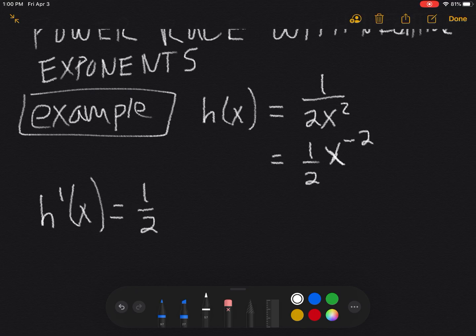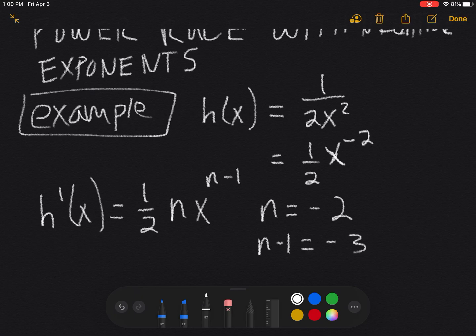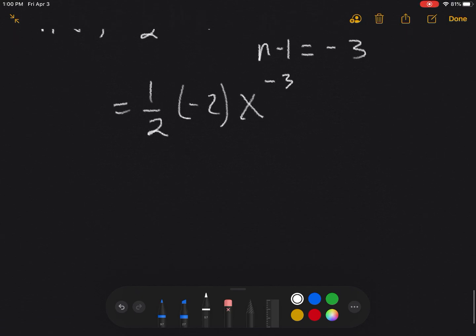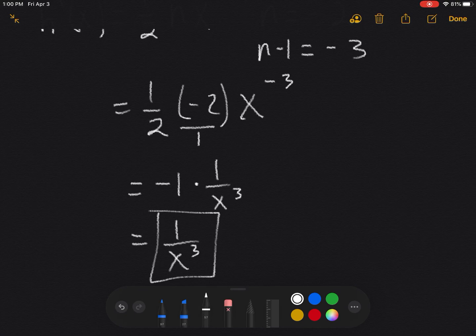And I know that's going to be 1/2 times n x to the n minus 1, where my n is equal to -2. So then n minus 1 would be equal to -3. And my derivative will be 1/2 times -2 x to the -3rd power. And I just have to simplify here. 1/2 times -2 over 1 just gives me -1. And x to the -3 becomes 1 over x cubed. So then my derivative here would be 1 over x cubed. Final answer. A nice thing about this video is if that was a little bit too fast for you, go ahead, rewind, and watch it through another time.